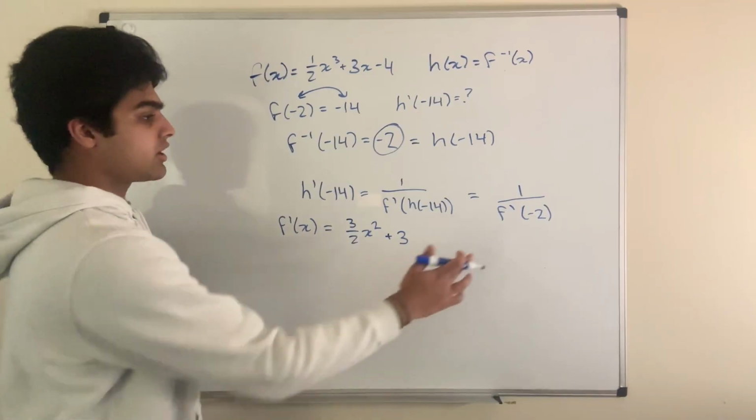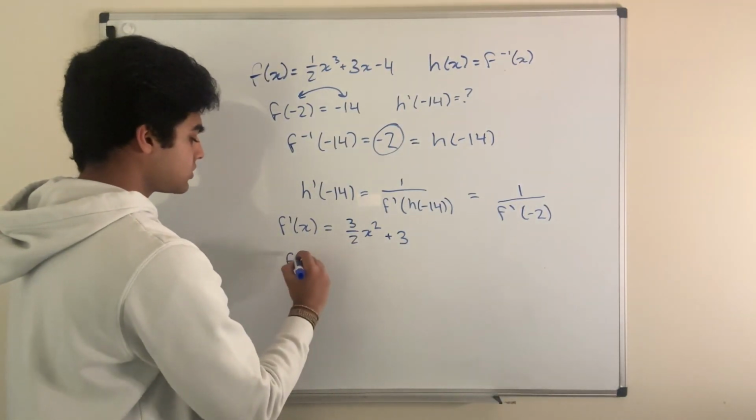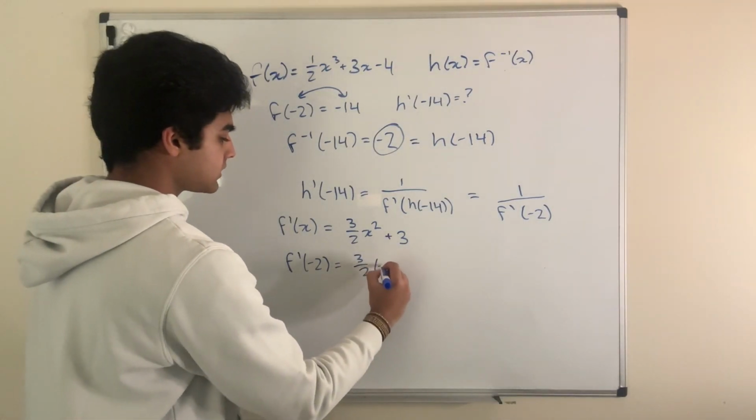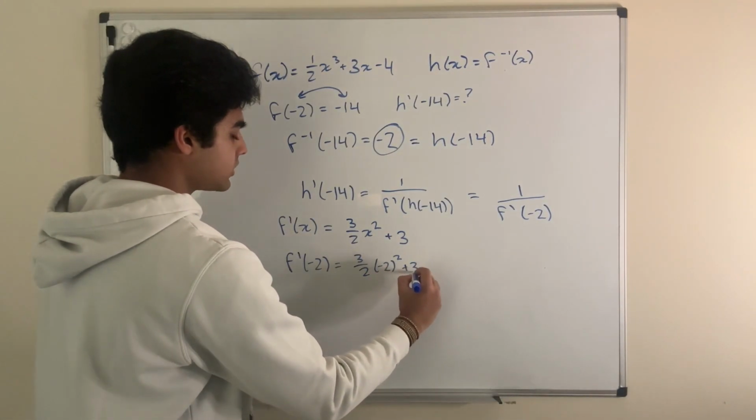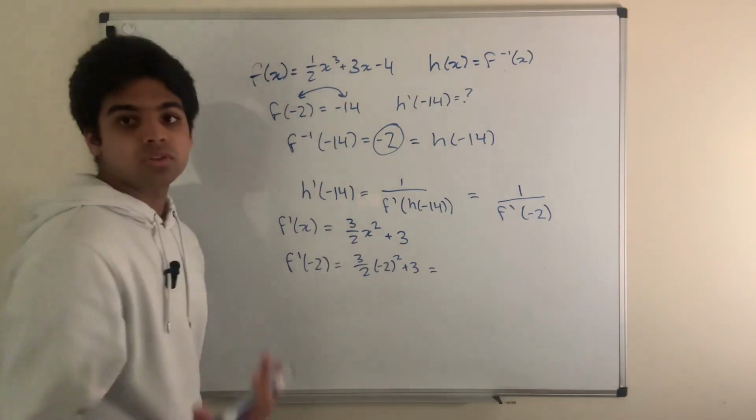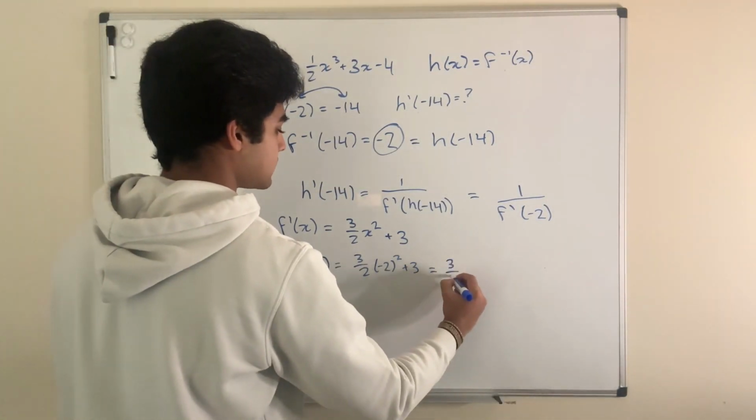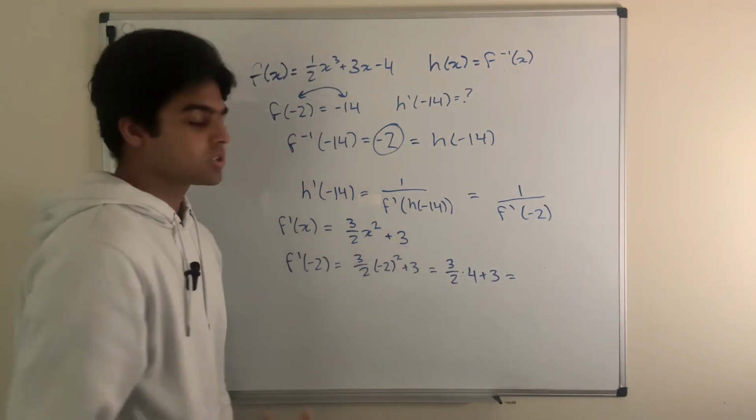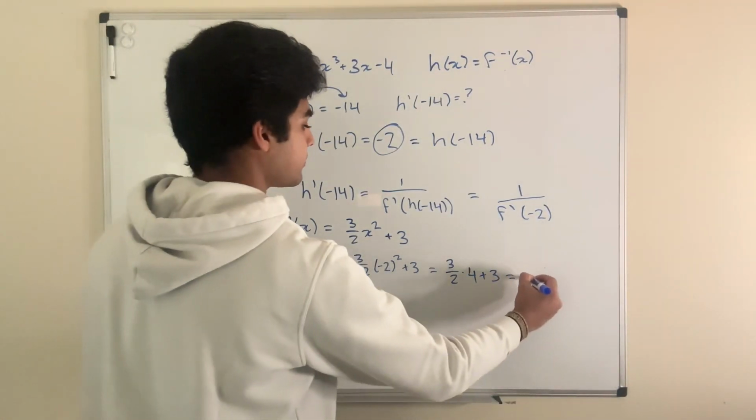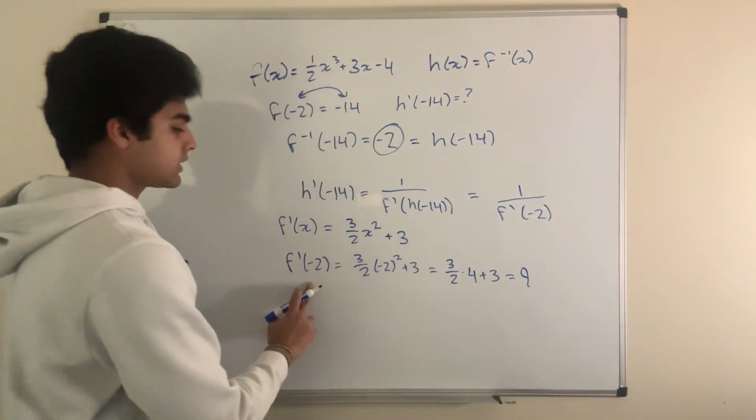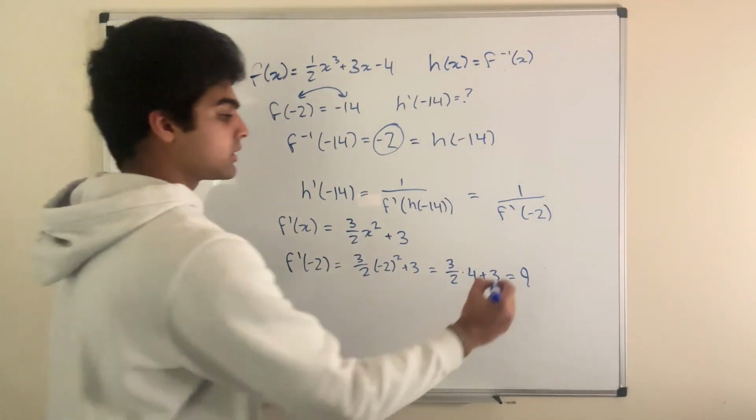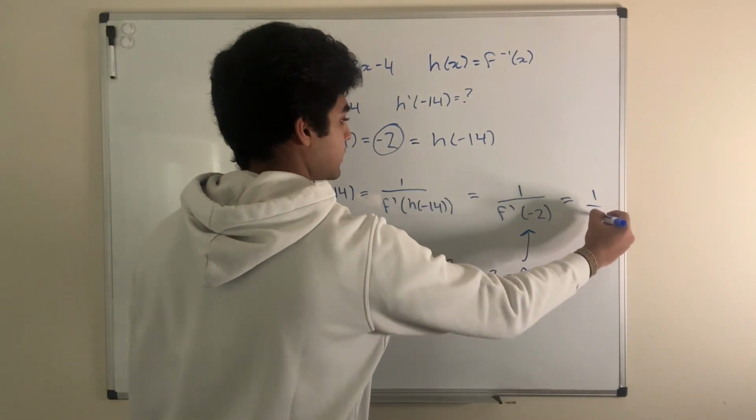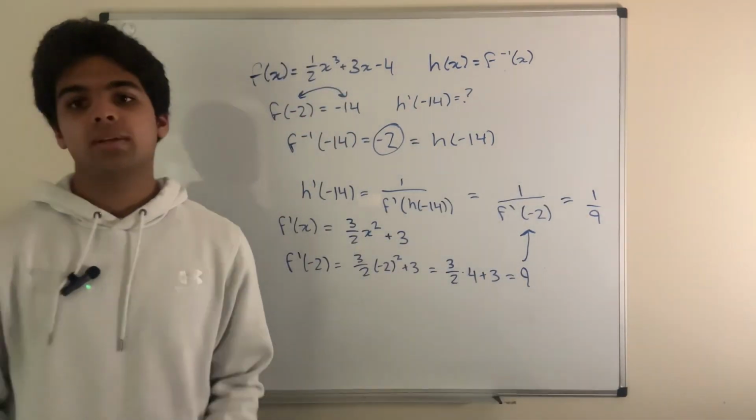Now to find f prime of -2, we can just plug in -2 wherever we see x. So 3 halves times -2 squared plus 3, which equals -2 squared is just 4. So 3 halves times 4 plus 3. 3 halves times 4 is just going to be 6, and then plus 3 is going to be 9. So f prime of -2 equals 9. So now we can plug this in right here to find that this is going to just be 1 over 9. Right? Not too bad.